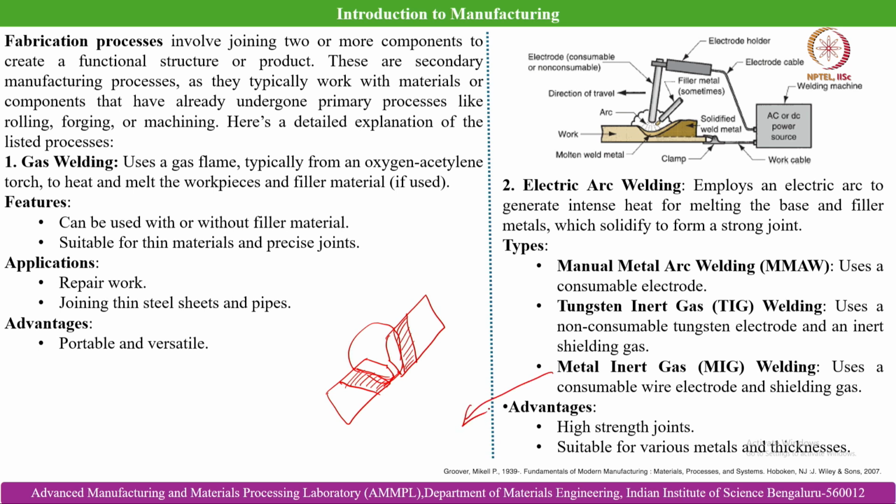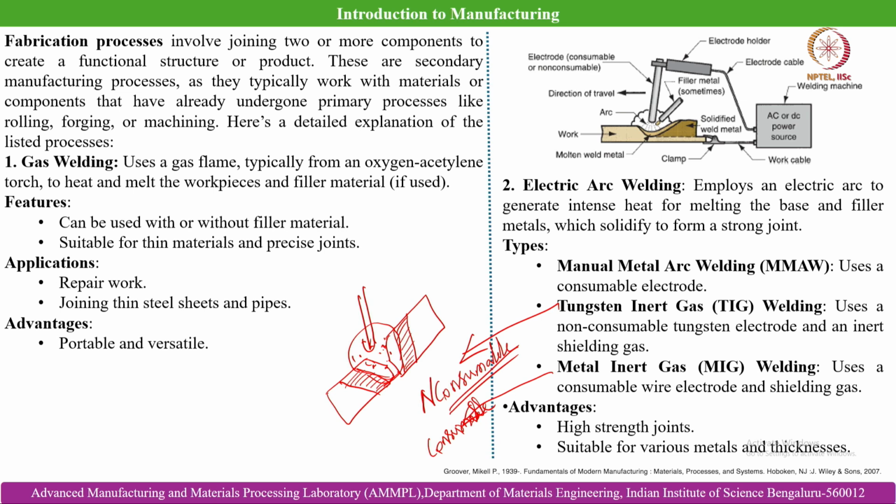In MIG welding, the electrode we are using is a consumable electrode. That means it also serves as a filler material, gets deposited in the weld bed, and is part of the weld pool formation. Whereas in tungsten inert gas welding, it is a non consumable electrode. The electrode does not melt or get consumed during the welding process. That is a major difference between these two techniques.